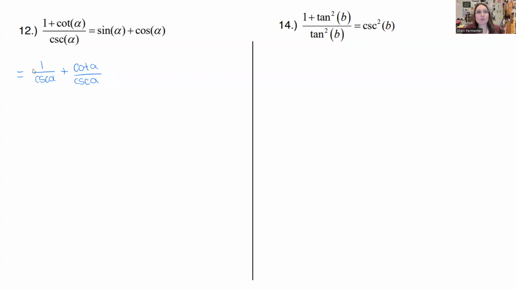Sine. Hey, how about that? Because we want it to be sine. So, I mean, we're already done with that piece. So 1 over cosecant is sine. Cotangent over cosecant.